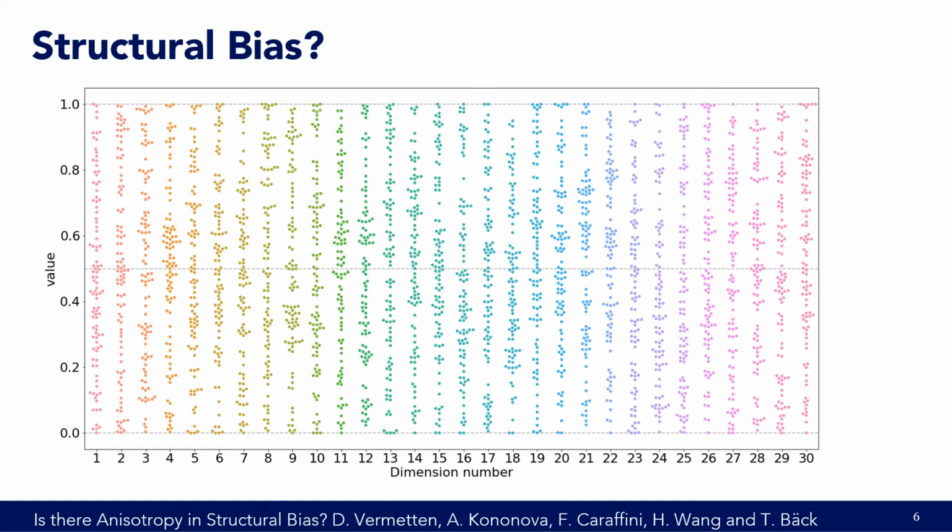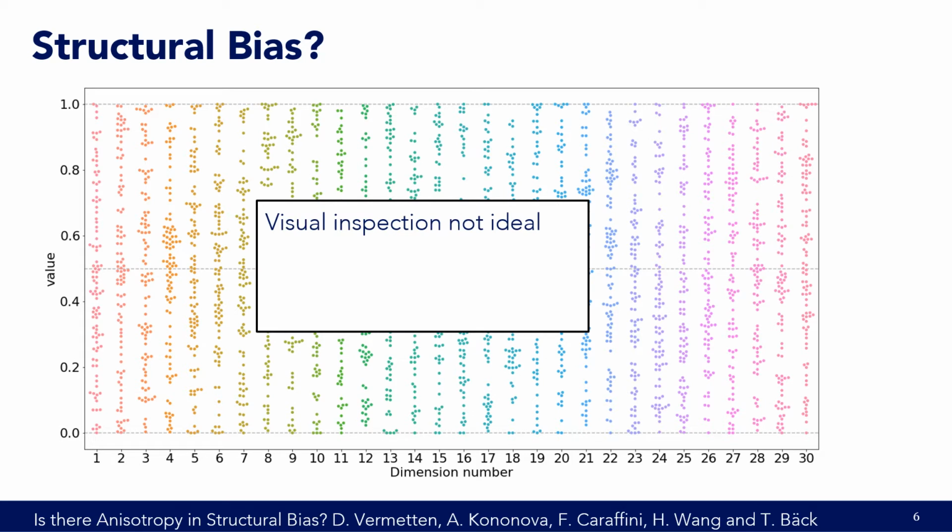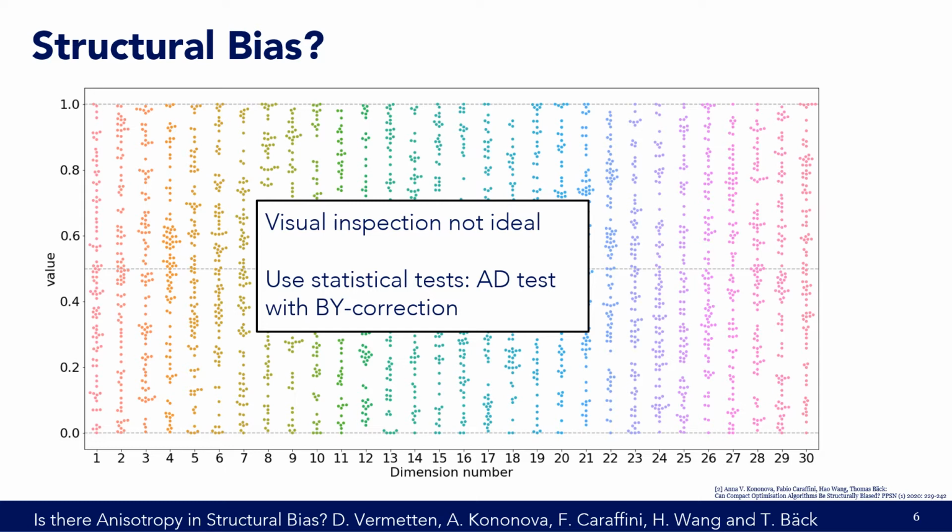However, if we get cases like this, then it becomes a lot more tricky. Does this data look uniform or not? It's a challenging question, because judging if something is truly randomly distributed is not something that we humans are good at identifying visually. So we should use some statistical testing procedure. And the statistical test procedure that was proposed for detecting structural bias is the Anderson-Darling test with Benjamini-Yekutieli correction to find which dimensions show clear deviation from uniformity.